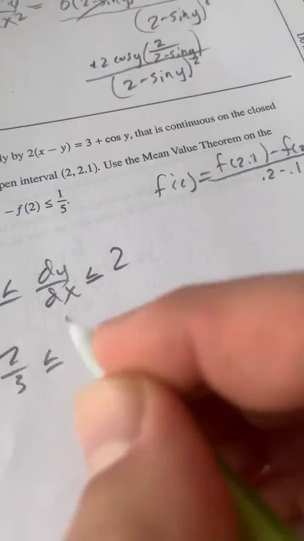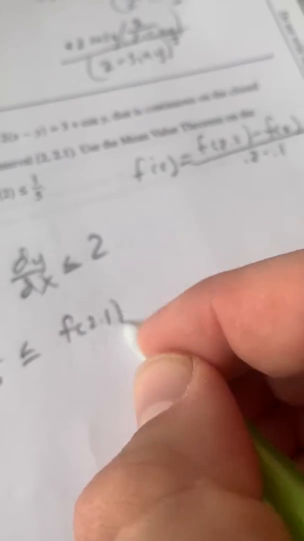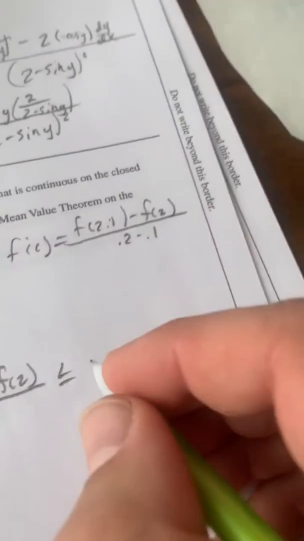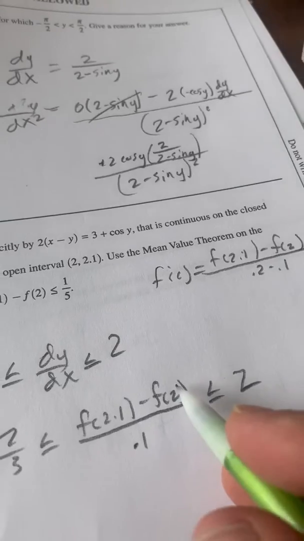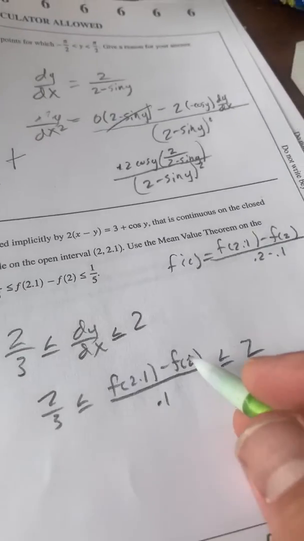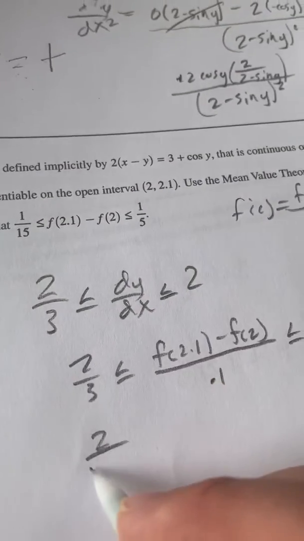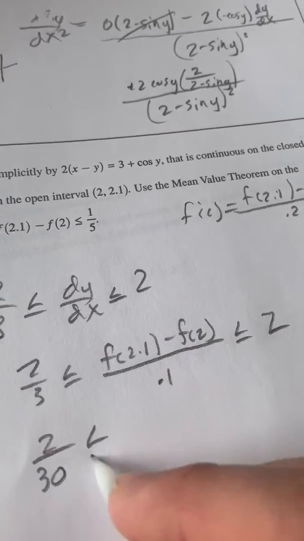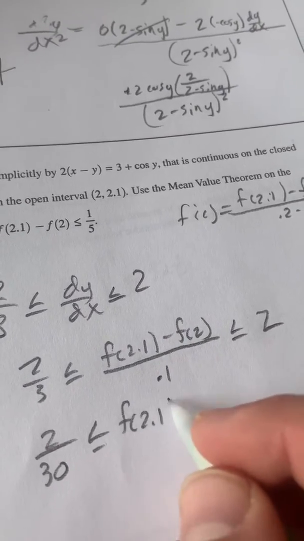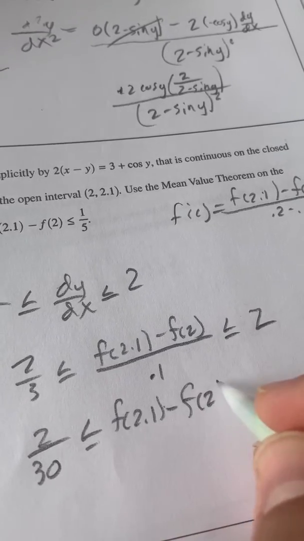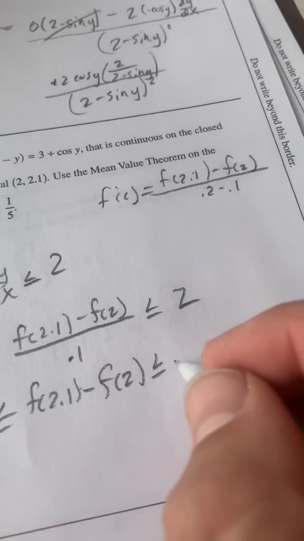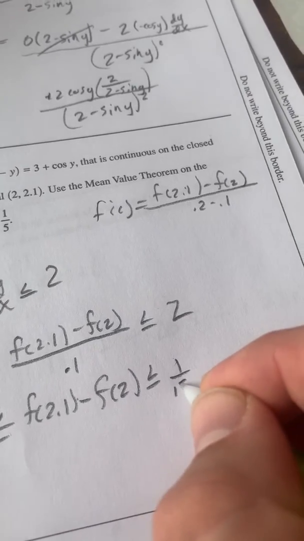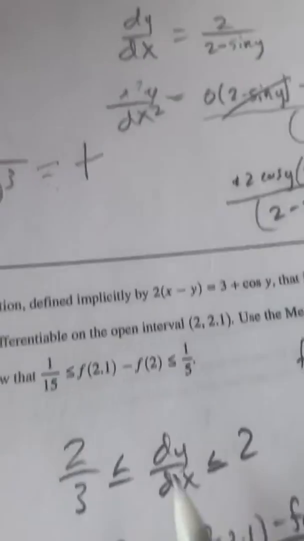So I've got 2/3 is less than or equal to this, and dividing by 0.1 is like multiplying by 10. So to solve for this, I'm going to multiply by 0.1 or divide by 10. So I get 2/30. And dividing by 10 would make this 1/5. 2/30 is 1/15, so I have that right there.